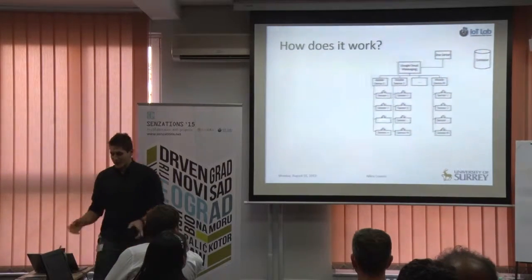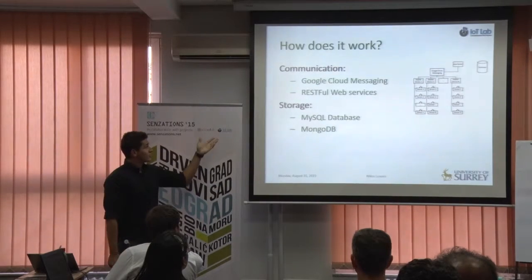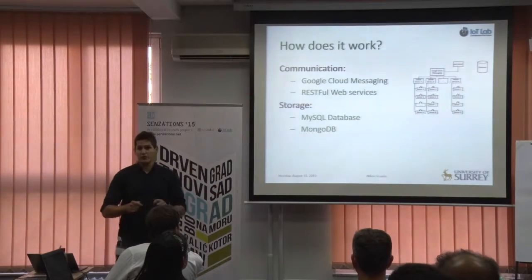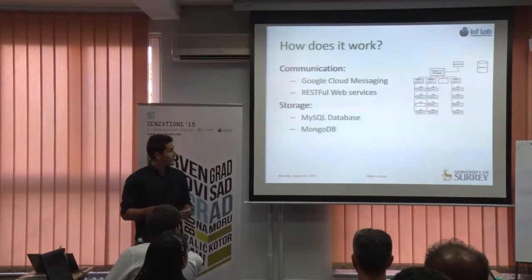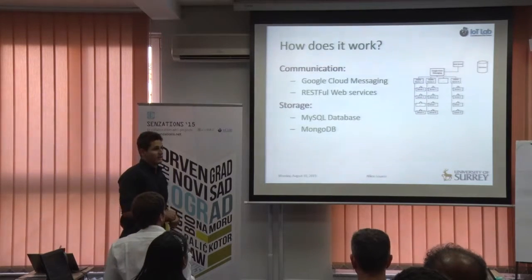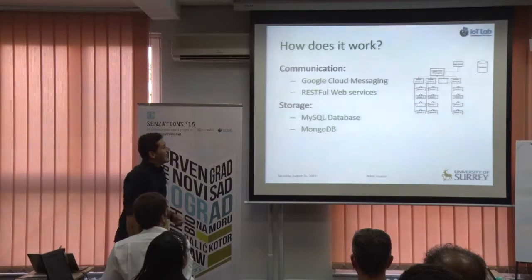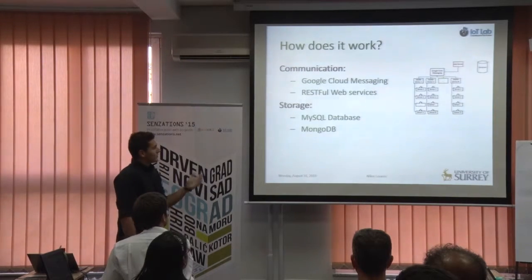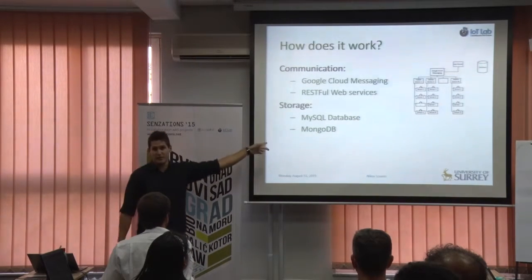So, in a very simple explanation of how this thing works, we're using Google Cloud Messaging for triggers and to actually push things. And for the rest of the communication, we're using RESTful API that is provided by our friends from Geneva. There's a guy up behind there. And in order to store our sensor data or the profiles, we're using a MySQL database, and the sensor data are in the MongoDB.